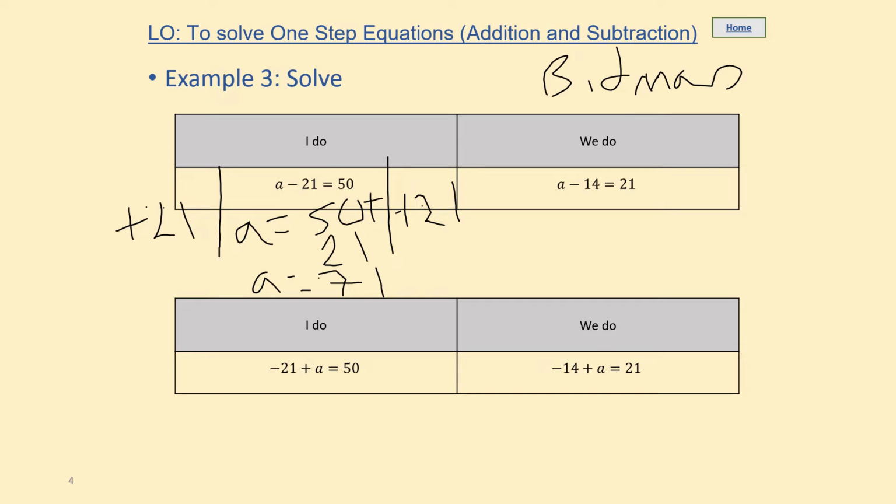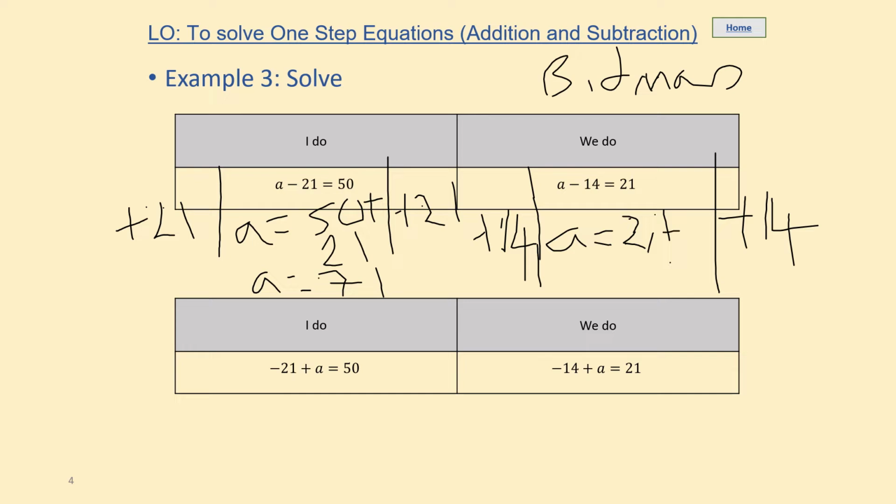Have a think about what we do here. Yep, add 14. So A equals 21 add 14. So A equals 35.